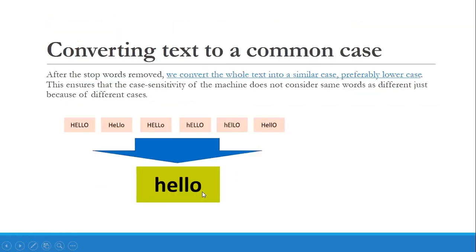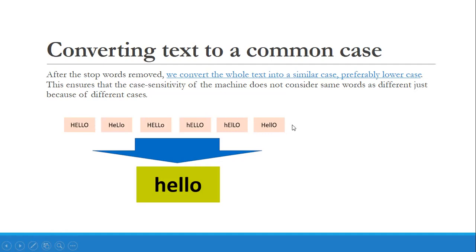After removing the stop words and special symbols, what is the next step? We make sure that we are converting the text to a common case. That means, for example, let us see the word hello in different textual case sensitivities. Different capitals, small letters, capitals are mixed. So you have different representations of the same text.